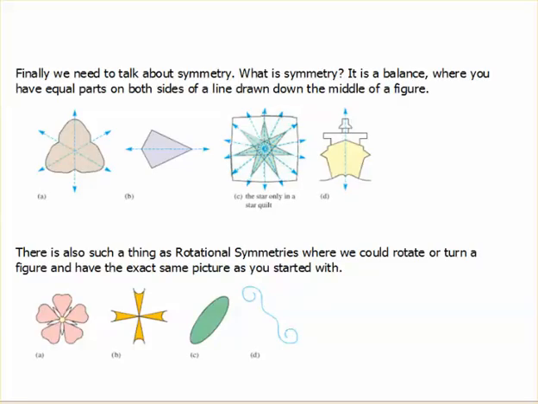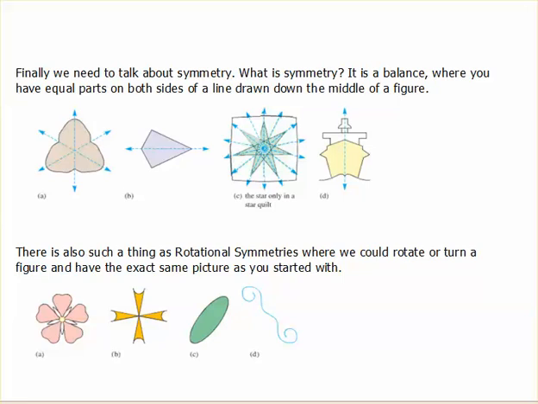Okay, finally we need to talk about symmetry. And if you'll remember what symmetry is from college algebra, it's where you have a balance. If you were to draw a line down the center of something, you'd have equal parts on both sides of that line. So for instance, here we have this picture of, I have no idea what this is, maybe a cloud or something like that. But if we were to draw a line straight down through the center of it and fold that over on itself, we'd have an exact picture. It's like a mirror image. So we have some different examples here of some mirror images.